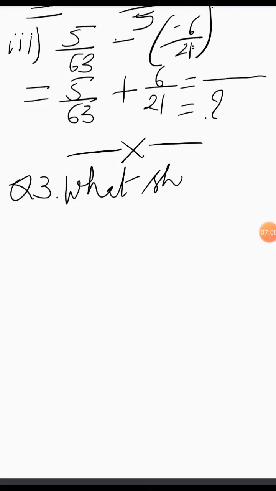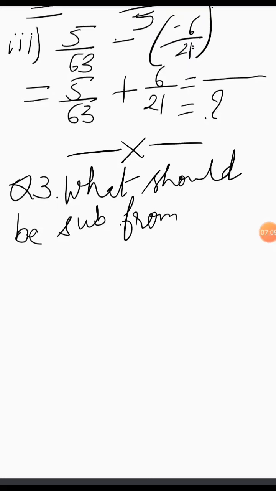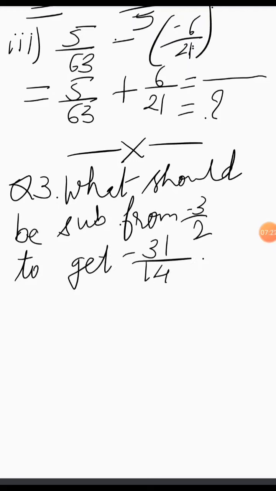What should be subtracted from minus 3 by 2 to get minus 31 by 14? See, this type of sums we have seen in integers also. So what should be subtracted from minus 3 by 2 to get minus 31 by 14?